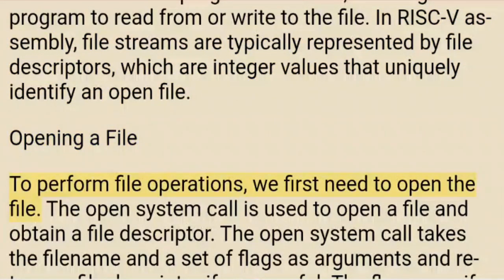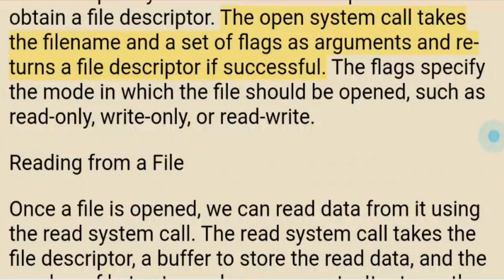Opening a file. To perform file operations, we first need to open the file. The open system call is used to open a file and obtain a file descriptor. The open system call takes the file name and a set of flags as arguments and returns a file descriptor if successful. The flags specify the mode in which the file should be opened, such as read-only, write-only, or read-write.